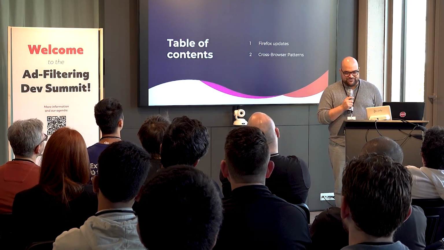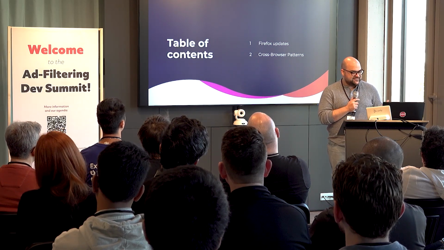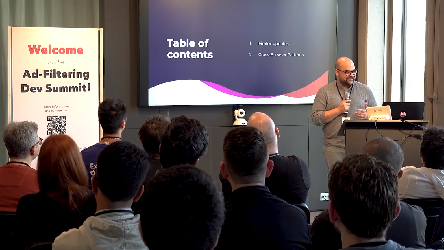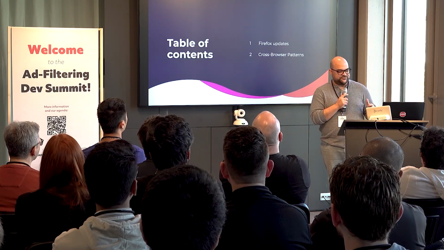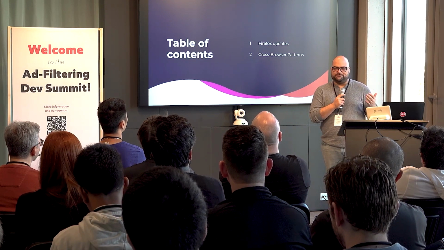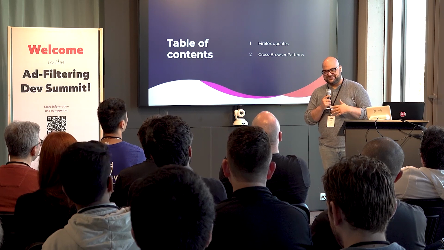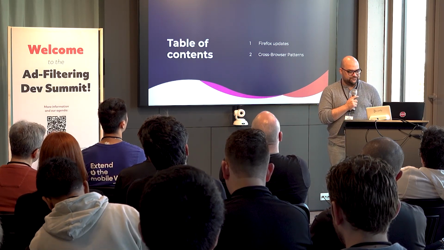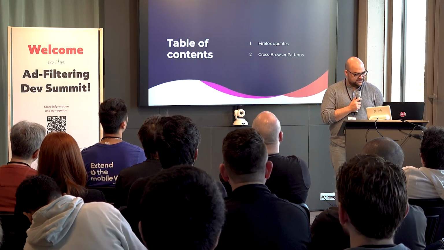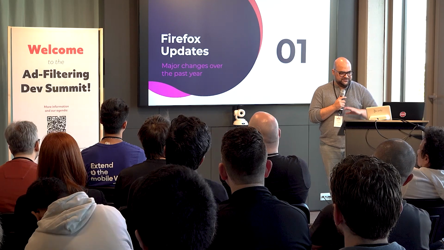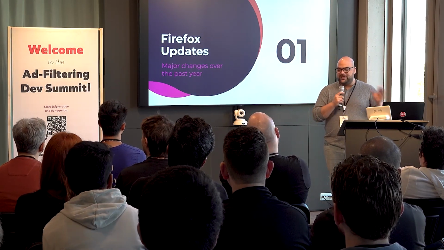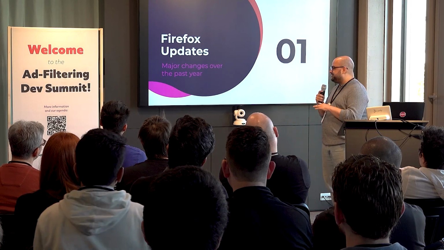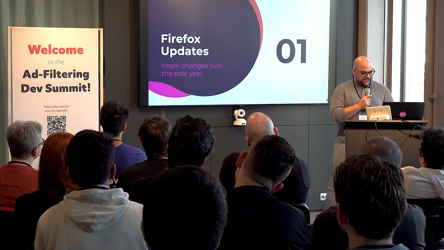So the structure of this talk is going to focus on two main areas. First, talking about what we've been doing over the past year in Firefox, and time allowing, we'll dig into a couple of specific code examples with Manifest v3 on some cross-browser development patterns, focusing primarily on background contexts and getting things to run everywhere as expected. So let's start with some major changes that we've had over the past year.